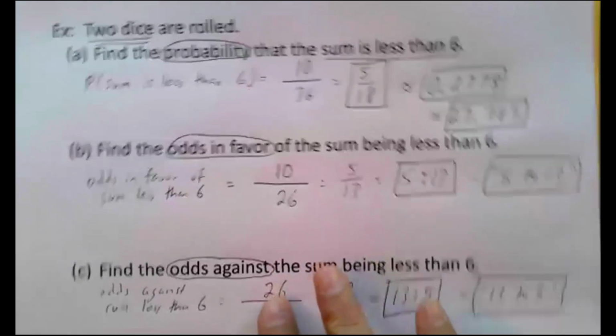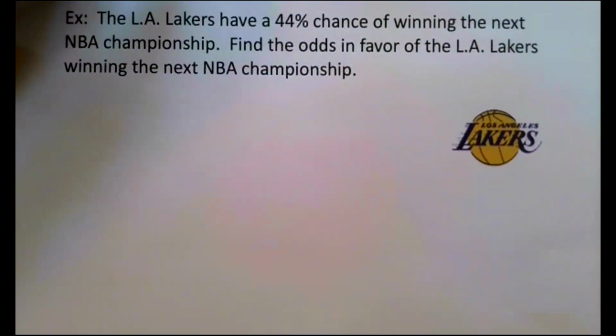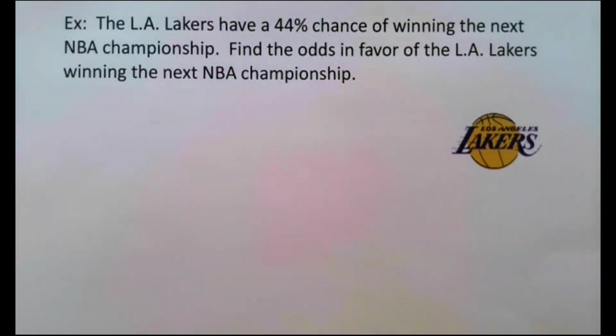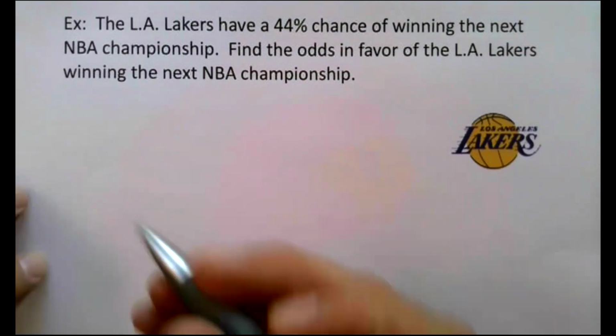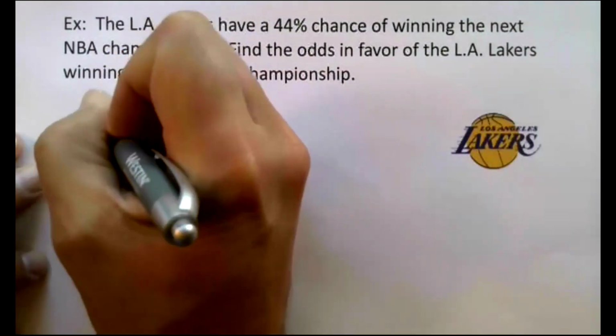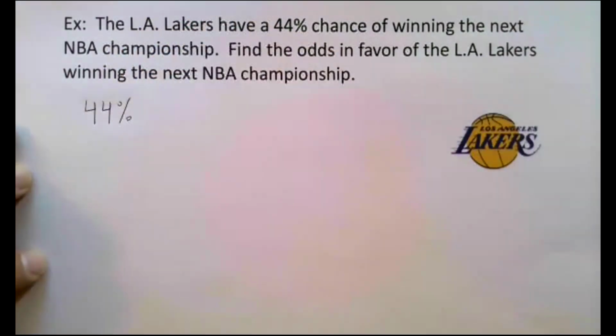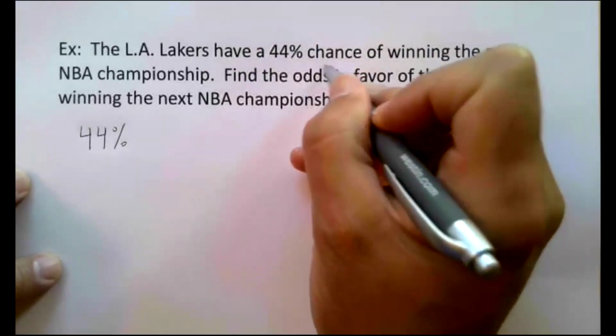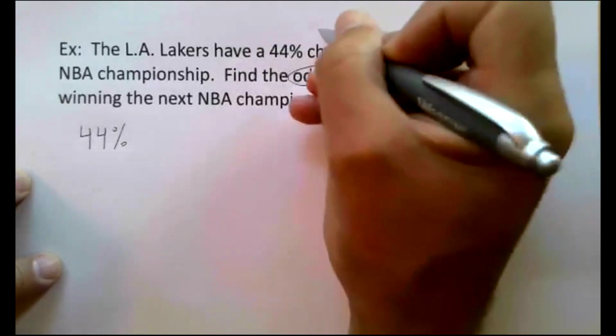I think we have just one question remaining here. The LA Lakers have a 44% chance of winning the next NBA championship. Find the odds in favor of the LA Lakers winning the next NBA championship. Well, what do we mean by 44%? That's a probability. We're trying to find the odds in favor, but we're given the probability.